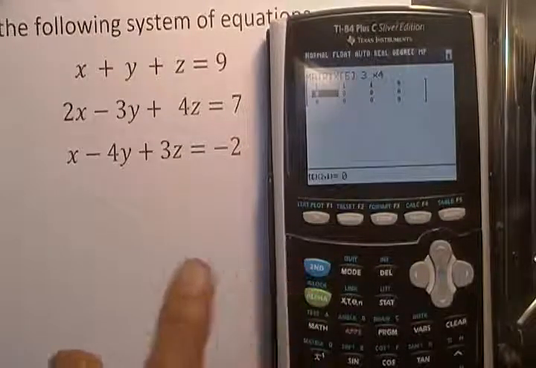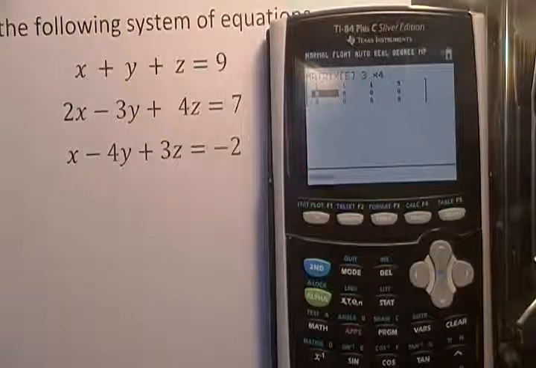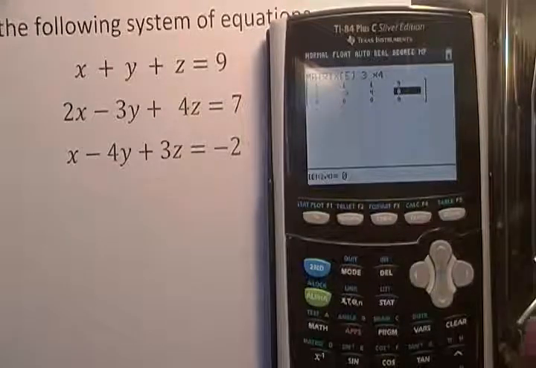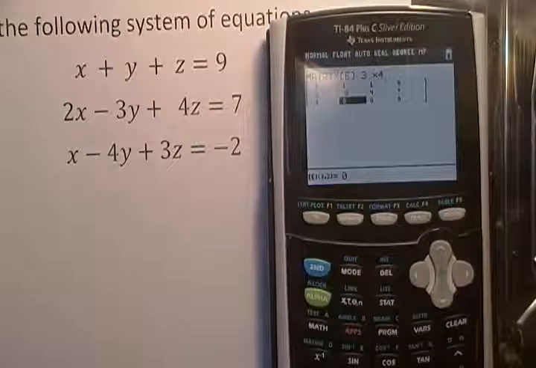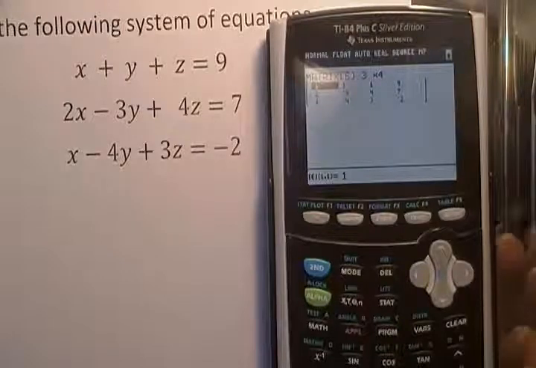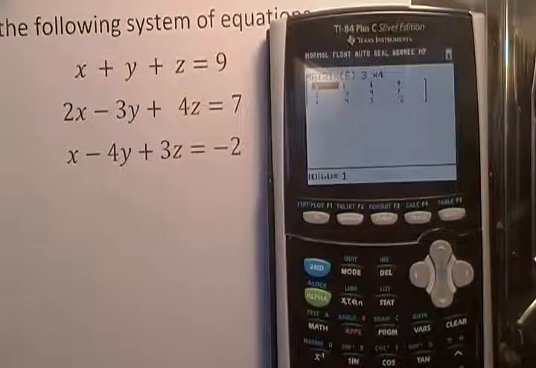Then for the second equation, the coefficient of x is 2, enter, negative 3, enter, 4, enter, and then 7, enter. For the third equation, the coefficient of x is 1, the coefficient of y is negative 4, the coefficient of z is 3, and then the constant is negative 2. Right, so this is the matrix. We feed in these values.